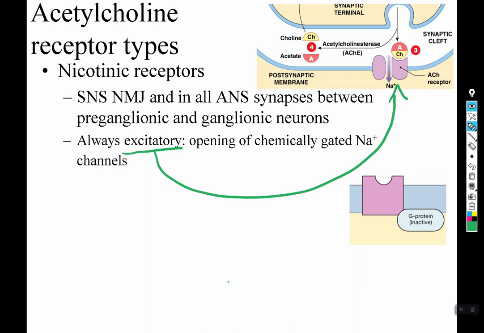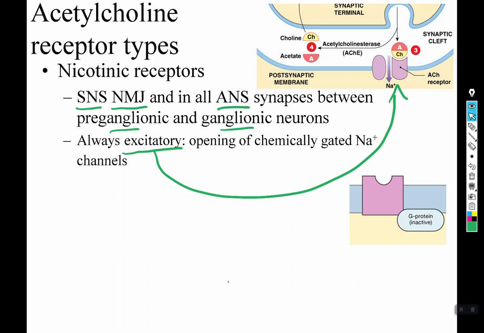So it's obviously at all neuromuscular junctions for the somatic nervous system because of skeletal muscle, right? And in all autonomic nervous synapses between preganglionic and postganglionic neurons. So there's a lot of these, which explains a lot about why the nicotine substance alters physiology so much.